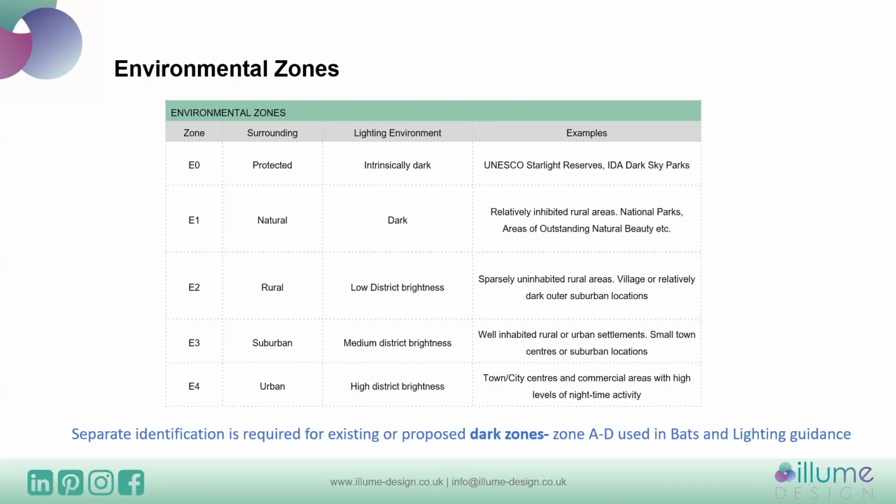But what we've got now in the latest guidance from the BCT is separate identification for existing or proposed dark zones for use of wildlife such as bats. And these are zoned from A to D. So you could have a suburban location which would fall in a lighting zone E3, but within that we might have zones that are required for bats, such as a hedgerow that might be zone A to be the dark zone, and then a buffer zone within that itself. So it's just introducing the 2 zoning systems alongside each other.